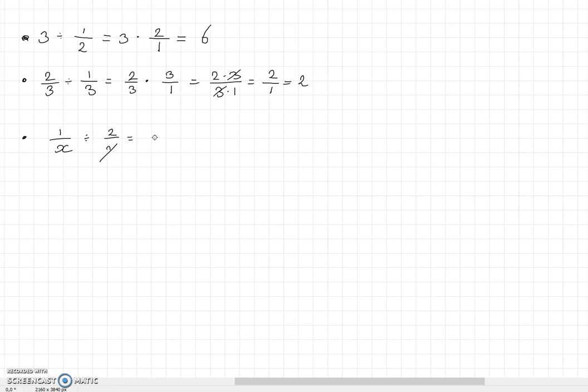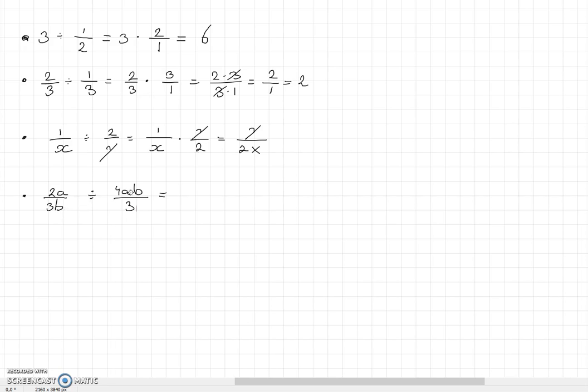1/x divided by 2/y is 1/x times the reciprocal of 2/y, which is y/2, and that is the same as y/2x. One more example.